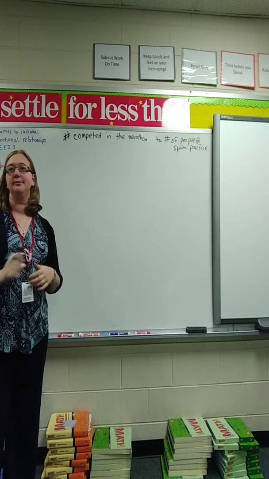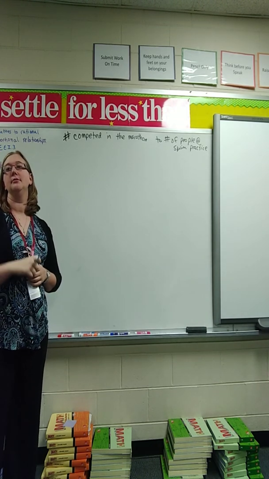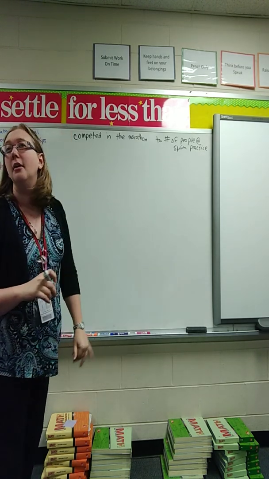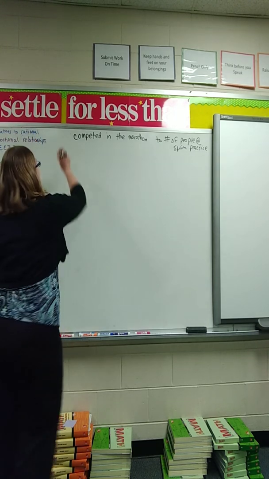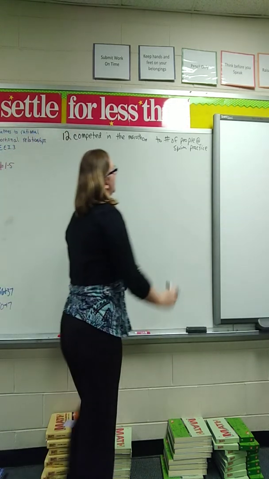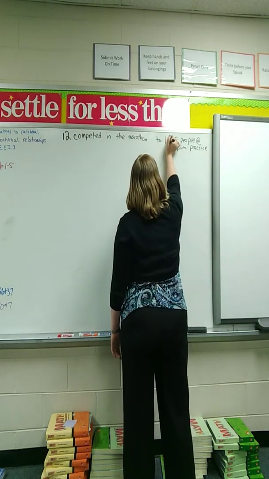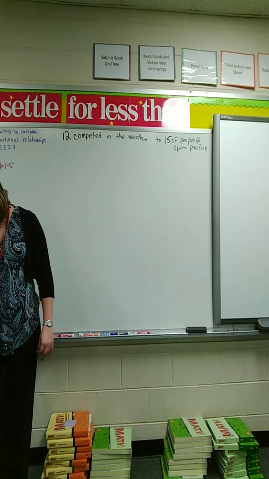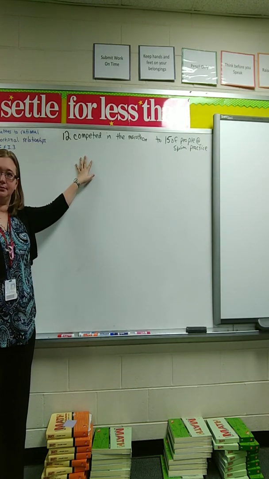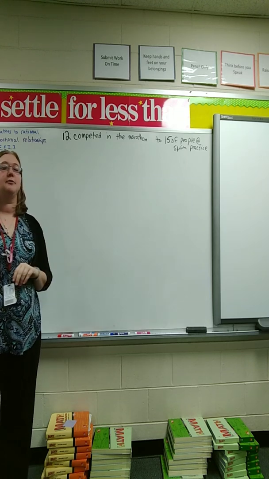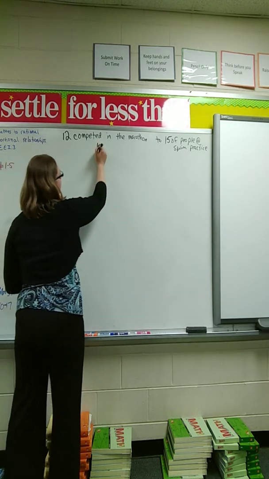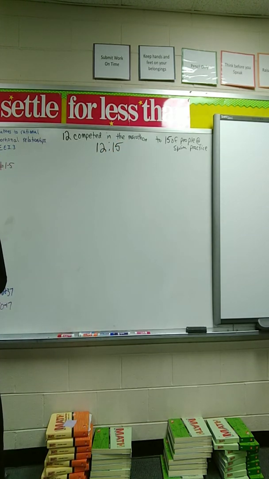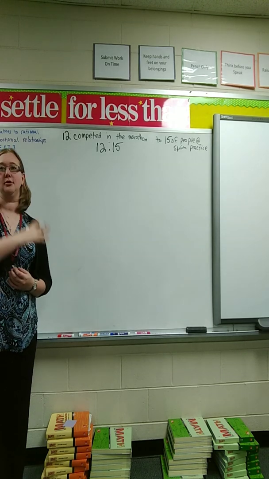Now I need 2 numbers. Yes? 12 and what? 15. 12 and 15. Alright, so we're going to say that 12 competed in the marathon and 15 went to swim practice. Okay? So we have this written in words. Now, I'm going to write it using a colon. So we have 12 to 15. That colon means comparing to. Okay?